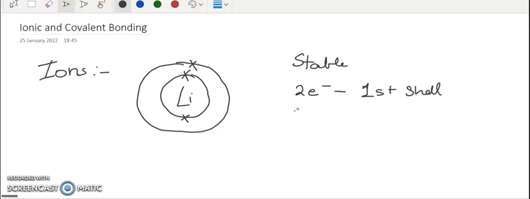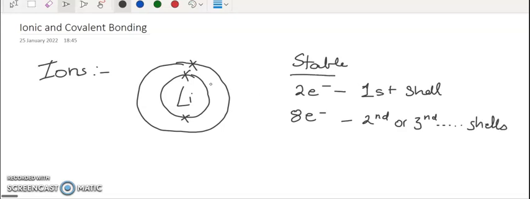and when it has eight electrons in its second or third and so on shells. So, in order for lithium to become stable, it needs two electrons because it has only one shell. So, lithium loses this electron and becomes Li plus because it lost that one electron.